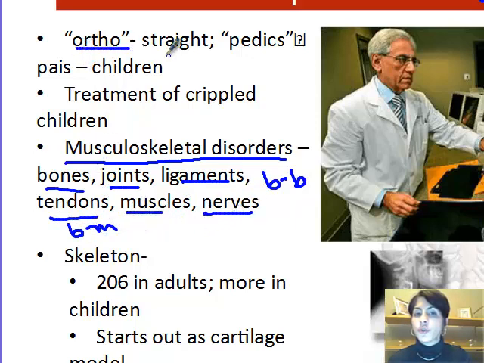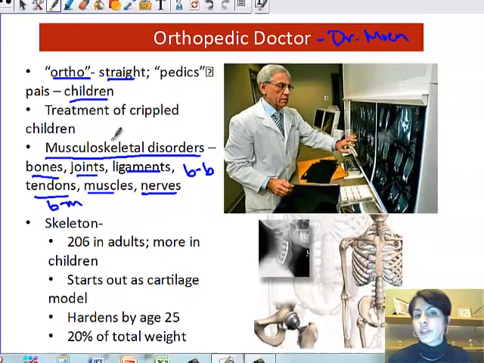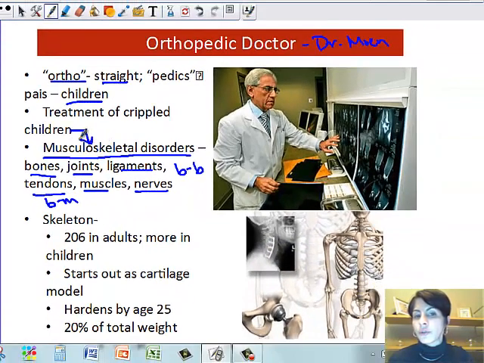Ortho refers to straight, and pedics refers to children. So orthopedic doctors at one point in time only cared for crippled children and those musculoskeletal disorders that developed in those children. The skeleton is made of 206 bones in adults, and there's more in children. They fuse together as you get older.